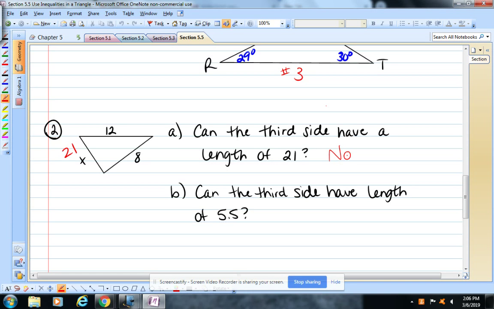Okay? You got to go by measures. They give you measures. Okay? So the third side cannot be 21. Can the third side have a measure of 5.5? Which two are the smallest two? If I add that, is it greater than 12? Yeah, because that's 13.5, isn't it? Is 13.5 greater than 12? Yes, so I could have a possible side of 5.5.